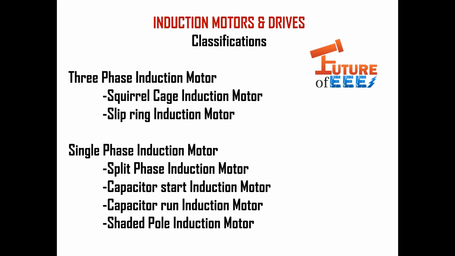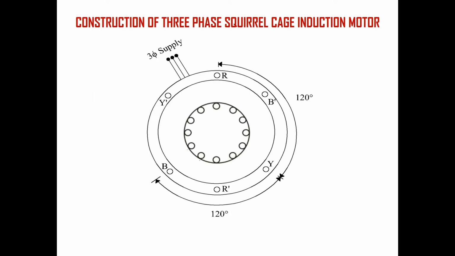Here we are going to see the construction and principle of operation of three-phase induction motor, that is, three-phase squirrel cage induction motor. Three-phase induction motor consists of a stationary part called stator, where there will be three-phase windings such as R, R dash, Y, Y dash and B, B dash, and each winding is displaced by 120 degrees. The rotating part called rotor consists of rotor conductors usually placed in rotor slots. In between stator and rotor, there will be a uniformly distributed air gap.